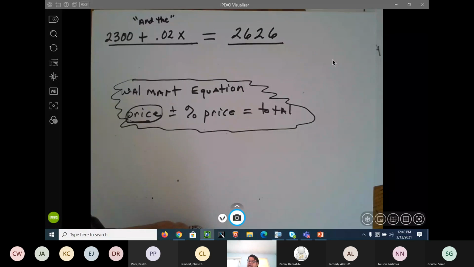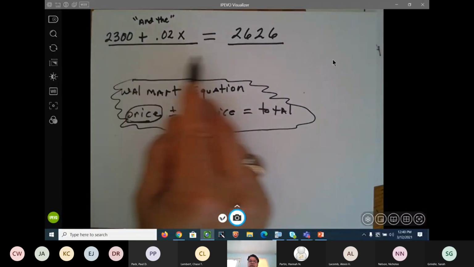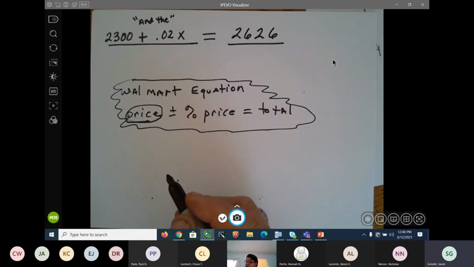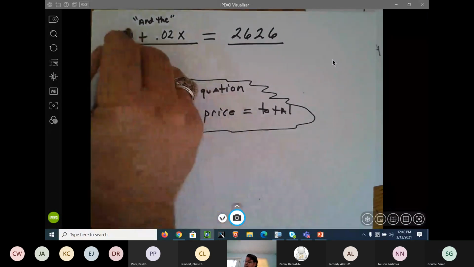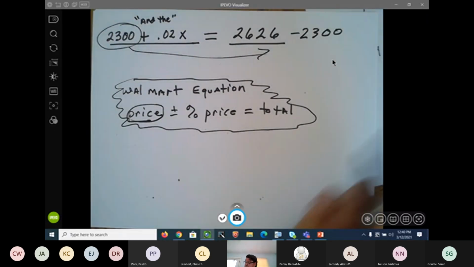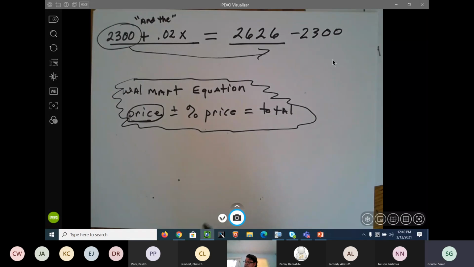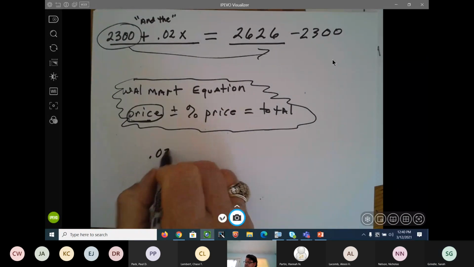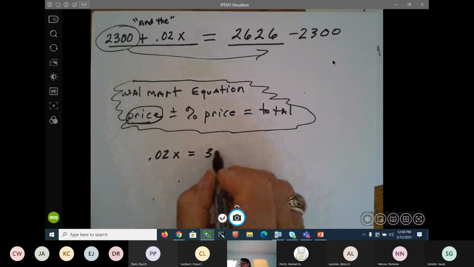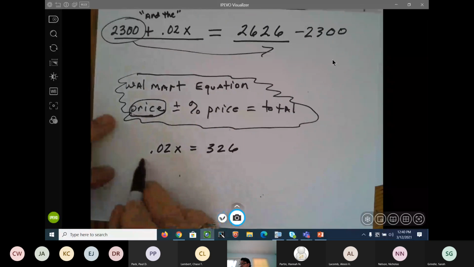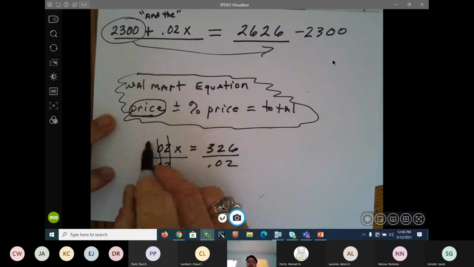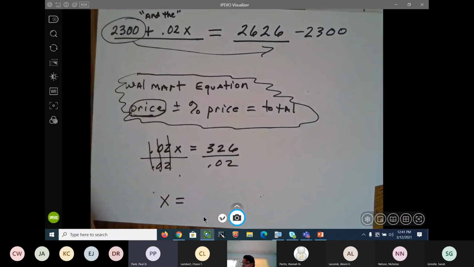Now, I'm no rocket scientist, but this looks like what? Algebra. So how do you get rid of 2,300? You take it where? Across the river. And that makes 0.02x equal to 326. Y'all help me out. You're right. Divide by 0.02. Somebody help me out there. Uh, 16,300.